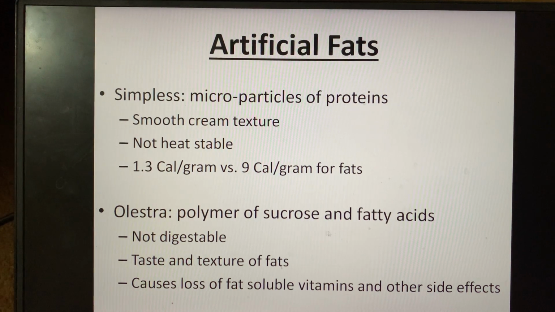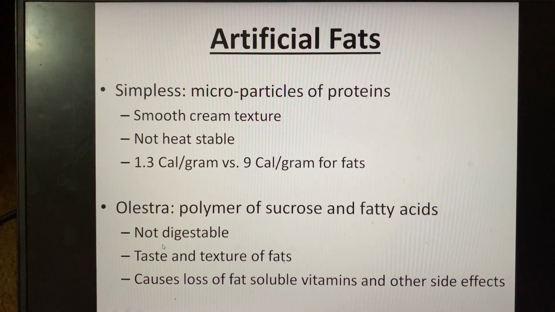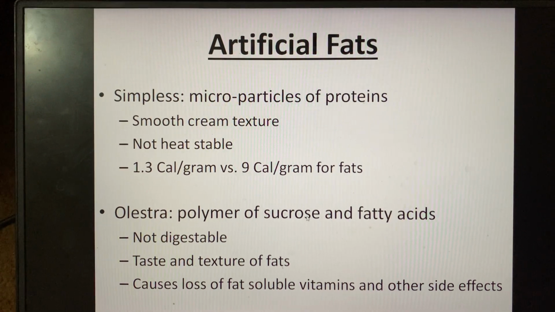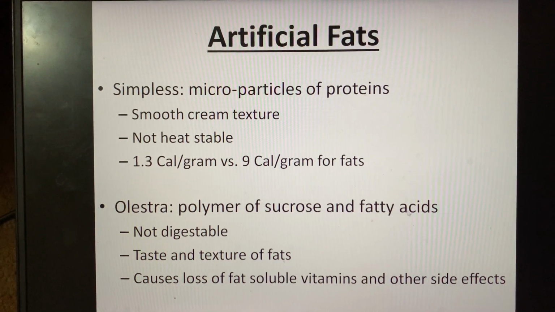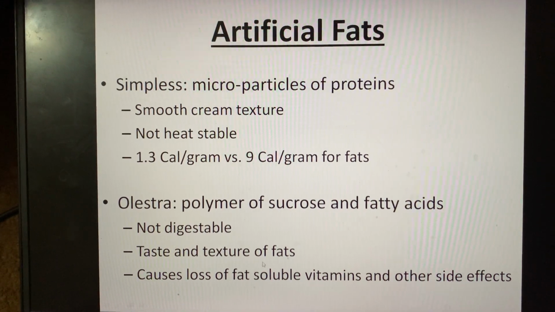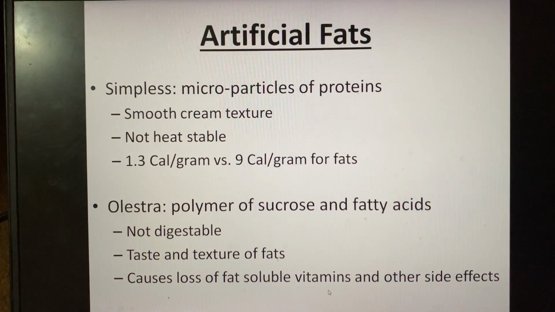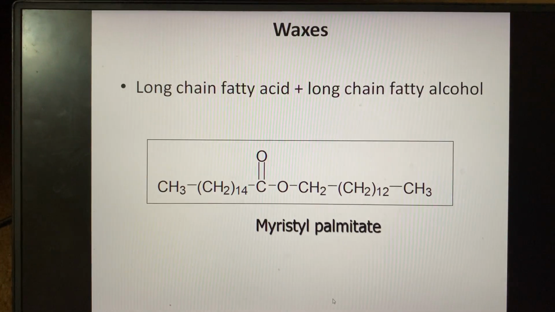Olestra, a polymer of sucrose and fatty acid. It is a kind of artificial fat, and it is the polymer of sucrose along with fatty acids. They are not digestible. They have the taste and texture of fats, but cause loss of fat soluble vitamins and other side effects.